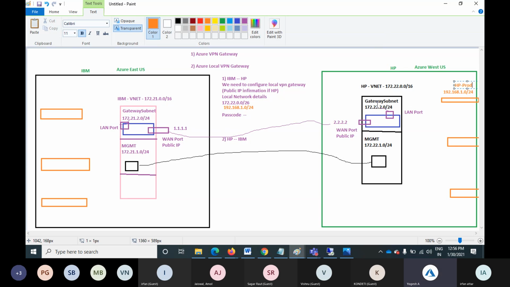Any question so far? Any doubt so far? So this local VPN gateway is a different term than site-to-site VPN, correct? Yes, yes. Site-to-site is a type of connection. You can have a site-to-site connection between two physical data centers as well. But local VPN gateway is a term only from Microsoft Azure. Oh, okay.